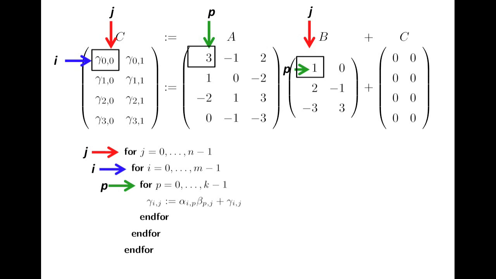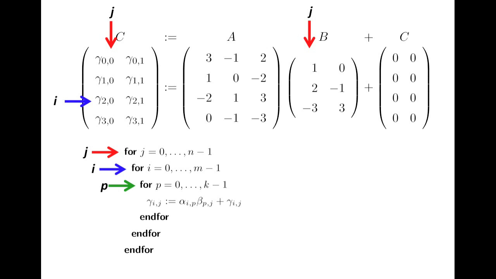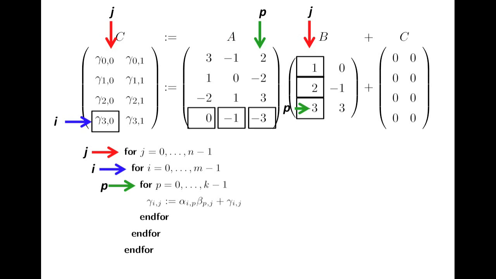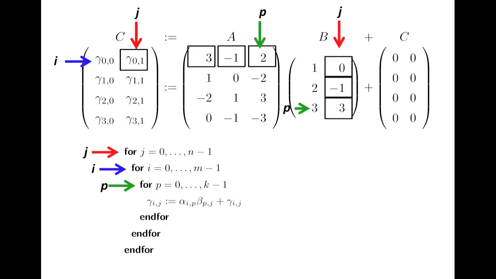We then need to do a dot product of the first row of A and the first column of B. Then we update our index i. We look at the second element in the first column of C, and we do a dot product to update that element, and so forth, until we reach the end of the first column, at which point we update our index j, and we repeat the same thing for the second column of C.